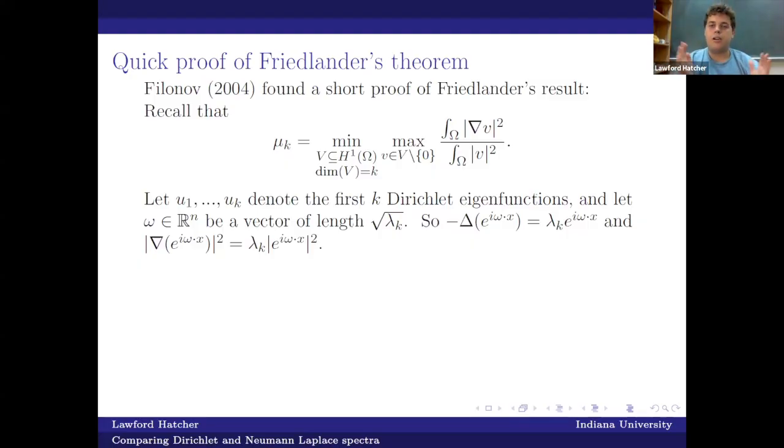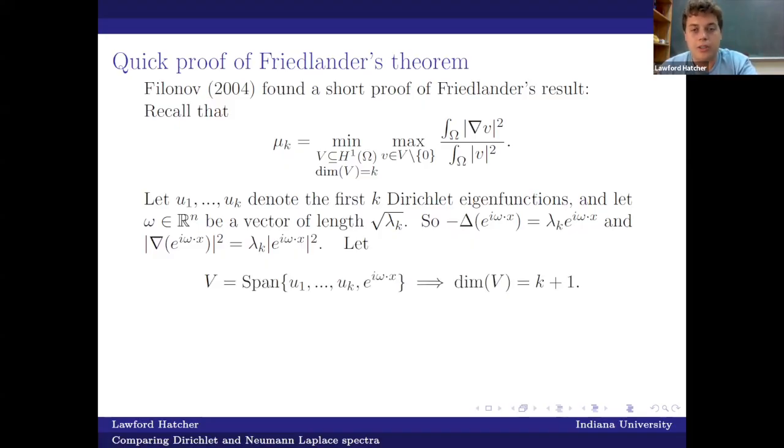And this function is very nice for two reasons. It satisfies two different PDEs that are very nice. First of all, it's an eigenfunction with eigenvalue equal to lambda k, which is very helpful. And the other very helpful thing is that the norm of the gradient squared pointwise equals the eigenvalue times the modulus of the function squared. The second thing looks a bit random at first, but when you're doing these test function arguments and you usually integrate by parts, this allows us to do a kind of fake integration by parts because we have this pointwise equality.